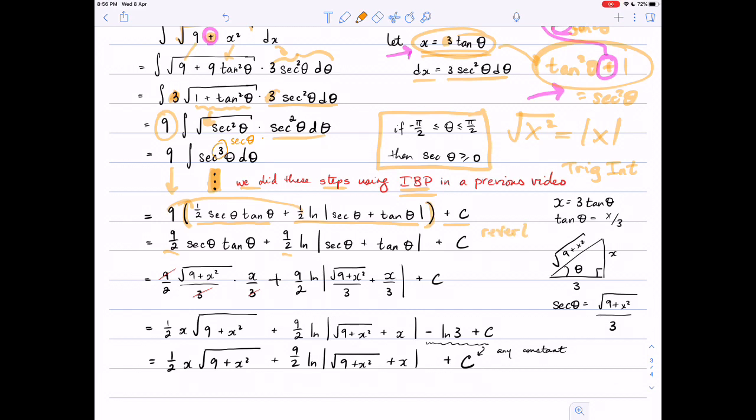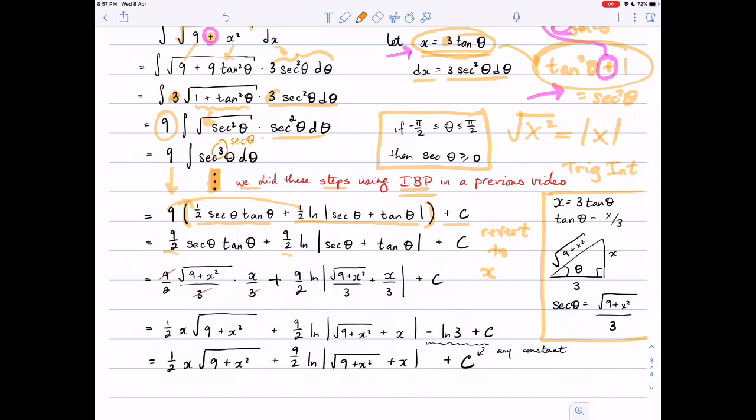revert. This is an indefinite integral, so we must revert to the original variable. We must go back to x, which means that we have to do a whole extra step here on the side. And that step is going to be using the trigonometric triangles that you practiced when you did inverse trig.